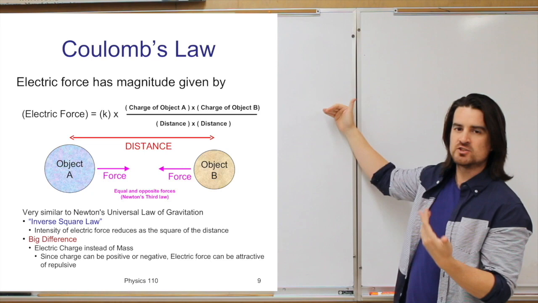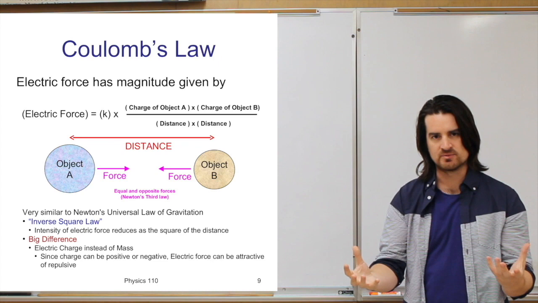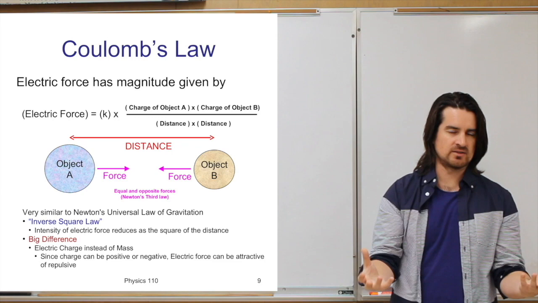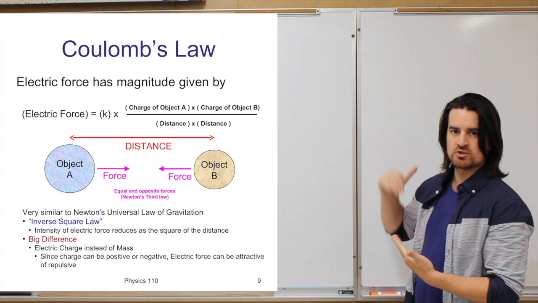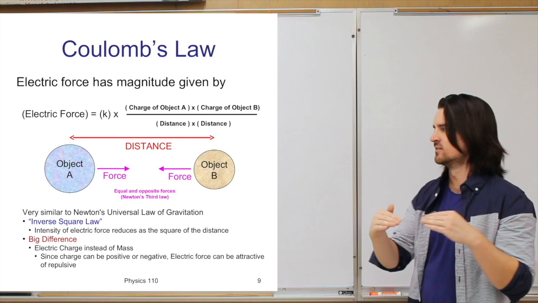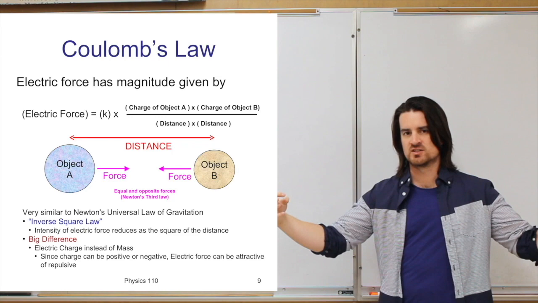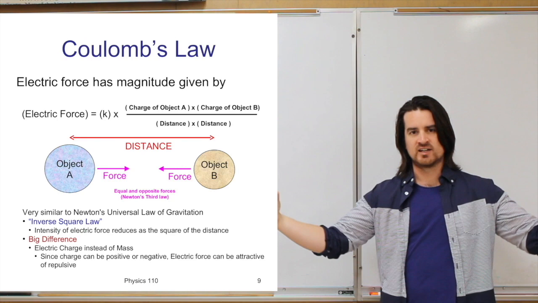It's just that now, instead of talking about the mass of one object and the mass of the second object, we're talking about the amount of charge one object has and the amount of charge the second object has. So Coulomb's law is very similar to Newton's law of gravitation in that it is an inverse square law. The fact that there are two factors of the distance between the objects in the denominator means that the strength of the electric force is going to fall off as the square of the distance. So if you get these two objects twice as far away from each other, then the magnitude of the electrical force between them is four times less.